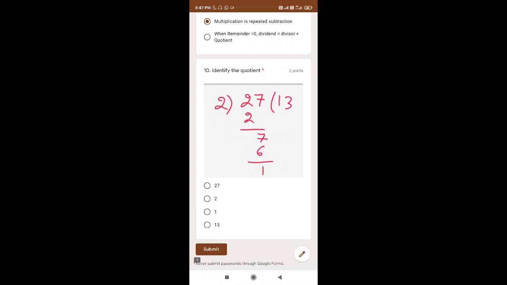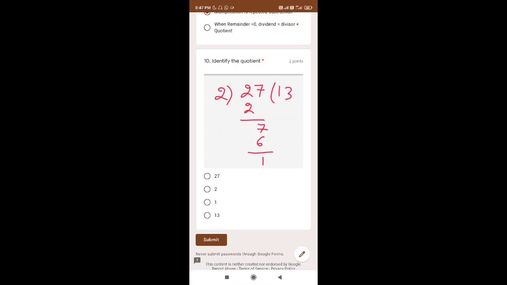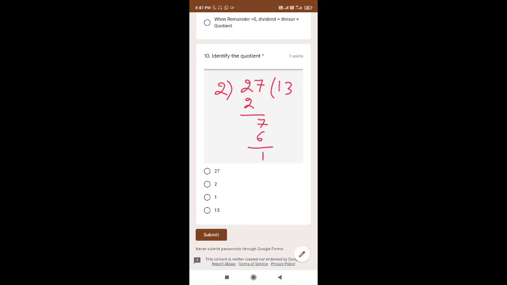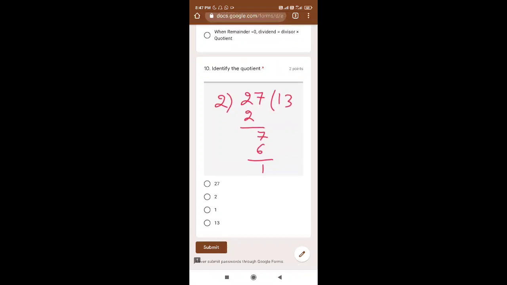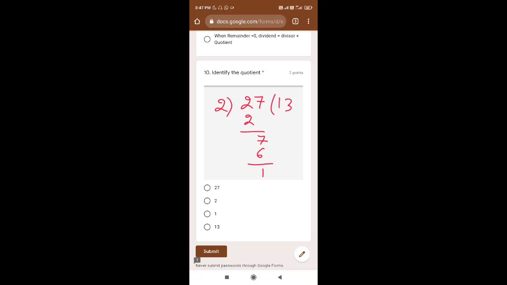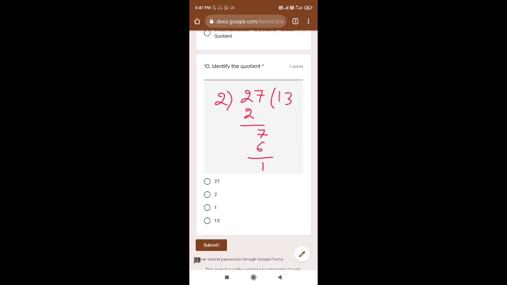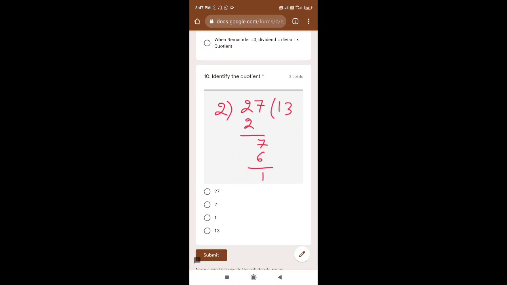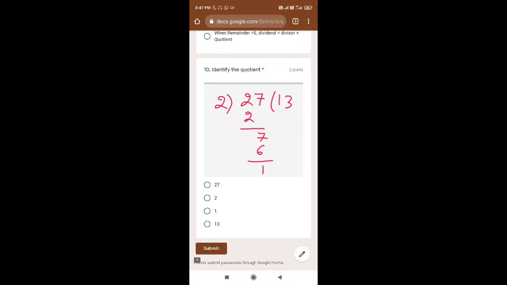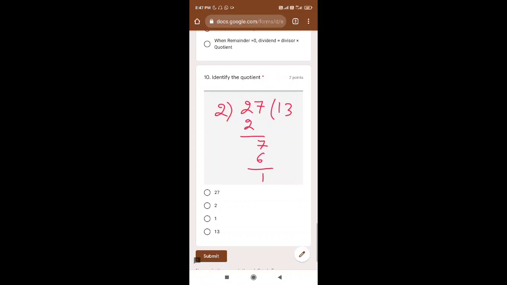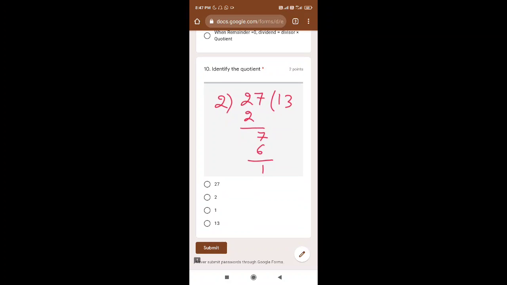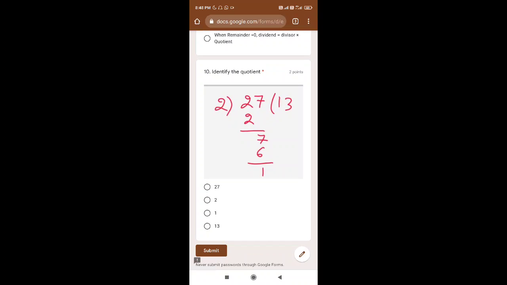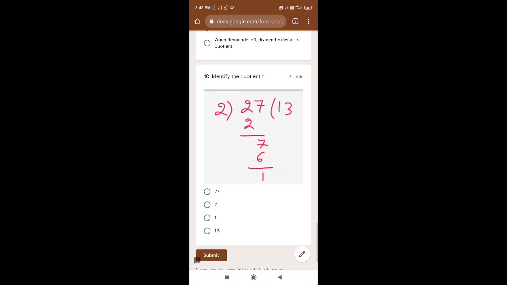Identify the quotient. So here a sum of division is given, 27 divided by 2. Here we have to identify the quotient. So what will be the quotient here, students? The number which we divide is called the dividend. Here 27 is the dividend. The number by which we divide the dividend is called the divisor. Here 2 is the divisor, and the number which is left out after the division process is completed is called the remainder. Here 1 is the remainder. So what will be the quotient here?